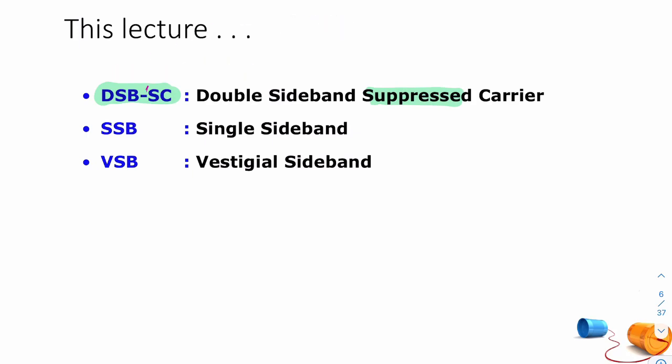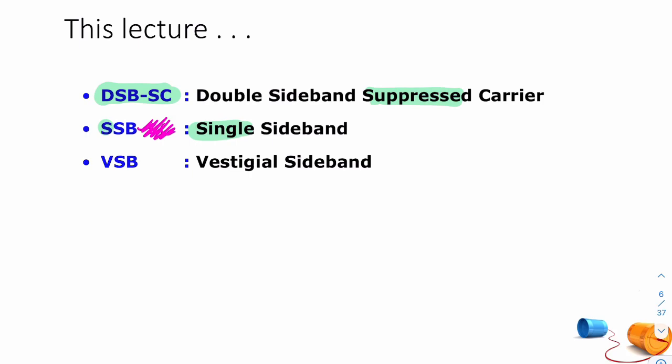Sometimes we just call it DSB. So DSB means DSB suppressed carrier. And SSB, the S, refers to single as opposed to double. So that means we only have one sideband, an upper or a lower sideband. And again, SSB actually means SSB suppressed carrier. But we often just drop that and say SSB, and it's understood that it's SSB suppressed carrier.